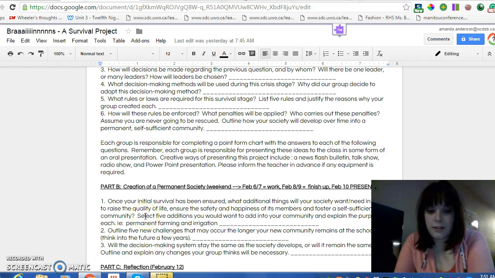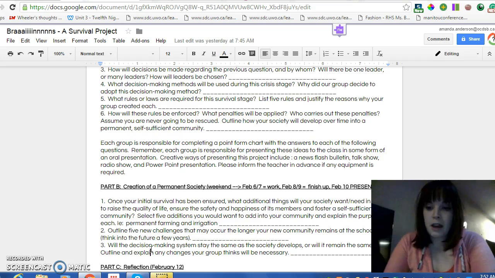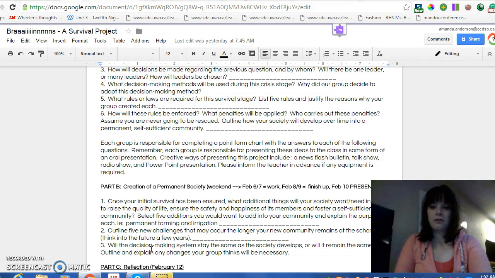So number 1, select 5 additions you'd like to add to your community. So maybe that might be like a roof garden, so you can sustain fresh food, or maybe Hillcrest has a greenhouse, and maybe getting that up and running would be a good idea. Outline 5 new challenges. So there's about 1,000 people at the school. What are some challenges that you think you might run into in the next few years? And do you think the decision-making system will stay the same as you created in your crisis zone, or do you think that it might change over time?